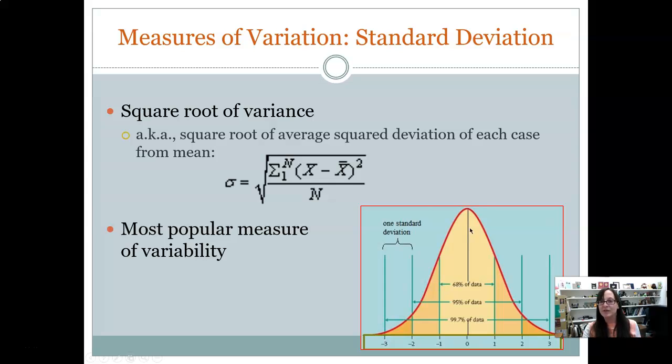For example, with something like IQ, the mean and the median is 100, and the standard deviation is 15. So once you're at 115, you are 1 standard deviation above the mean. Once you're at 130, you're 2 standard deviations above the mean.